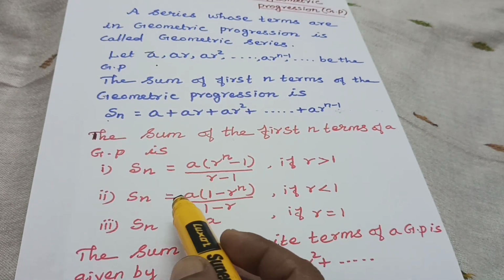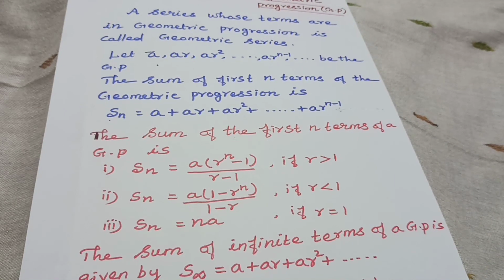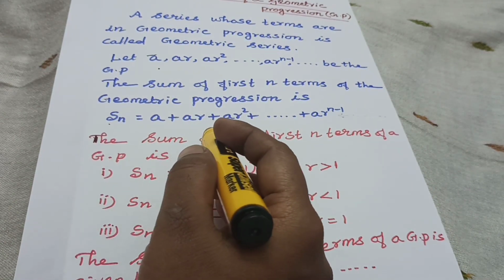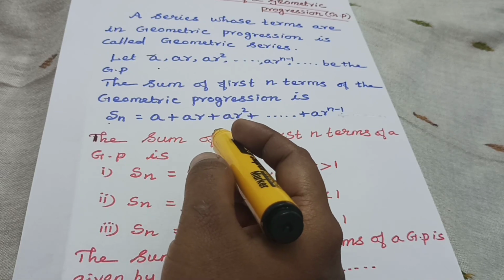Isn't it? Very clear? Then you say, what is meant by series? Sum of the terms of a sequence. Sum of the terms of the sequence is called the series.